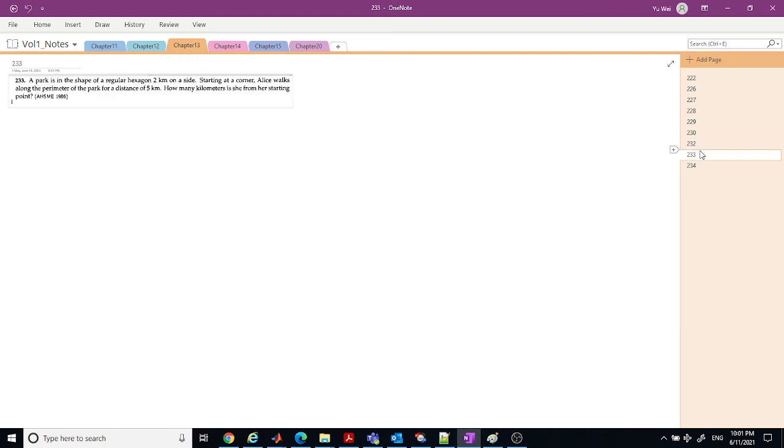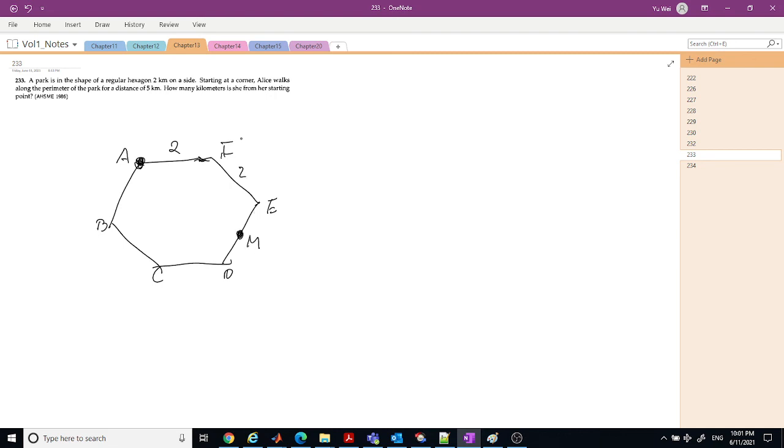Okay, so the problem 233. We have a park shaped like a regular hexagon A, B, C, D, E, F, and each side is 2 kilometers. Starting from corner A, Alice walks along the perimeter for a distance of 5. So this is 2, this is 2, and she walks to the midpoint M here. How many kilometers is she from the starting point? So we want to calculate AM.